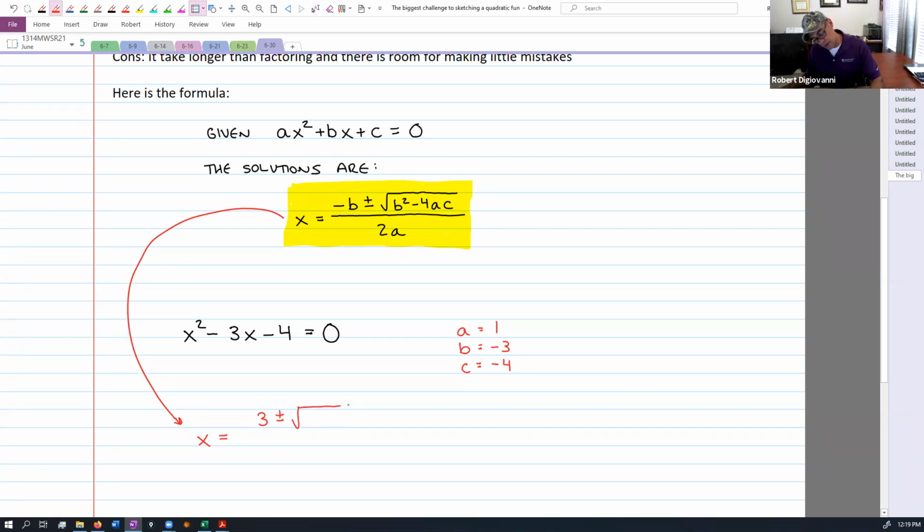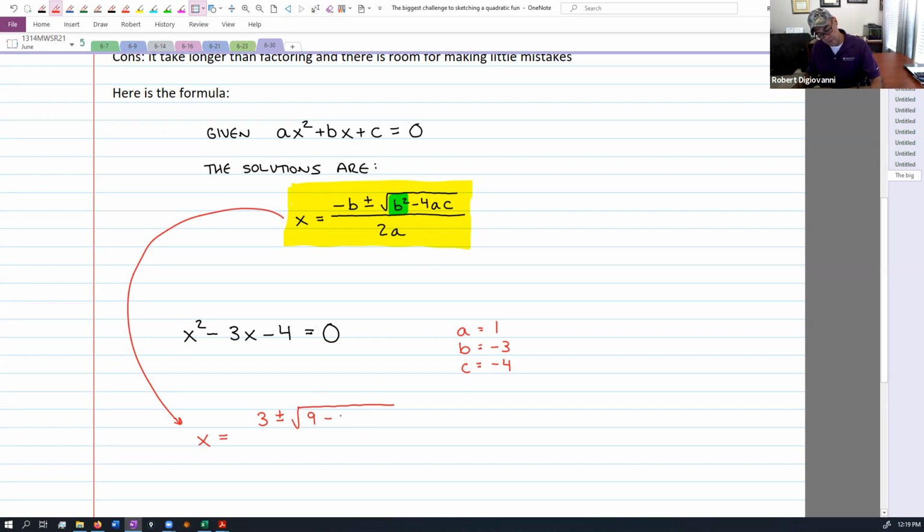Now here's another place that students make a mistake. B squared. Anytime you square a number, no matter what the number is, it'll be a positive answer, no matter what. So every time you use the quadratic formula, this piece right here will always be a positive number. So we're going to take -3 and square it. That means -3 times -3, and that gives us 9. So I'm going to put that here.